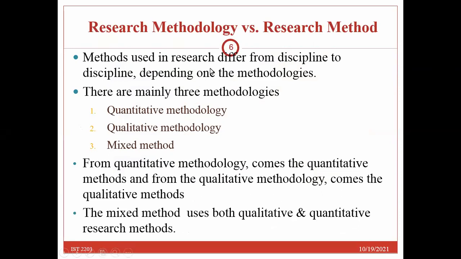Okay, so the methods used in research differ from discipline to discipline. There are mainly three methodologies: the quantitative methodology, the qualitative methodology, and the mixed methodology. From the quantitative methodology come the quantitative methods, and from the qualitative methodology come the qualitative methods. The mixed method uses both qualitative and quantitative research methods, so you use both to achieve whatever goal you have.